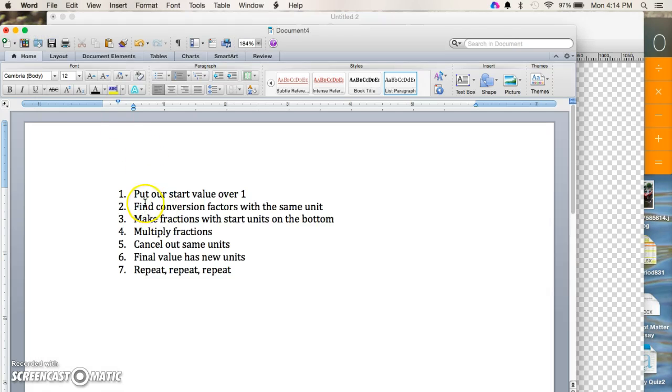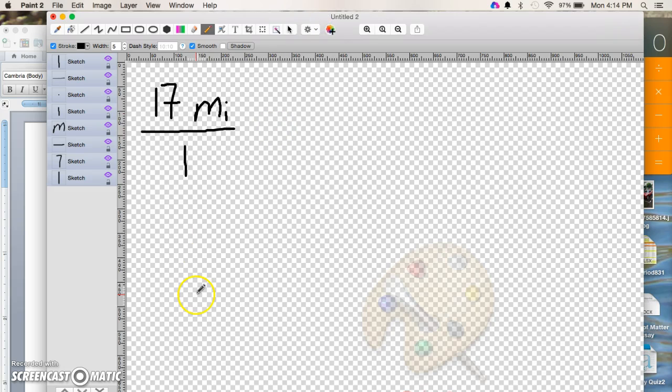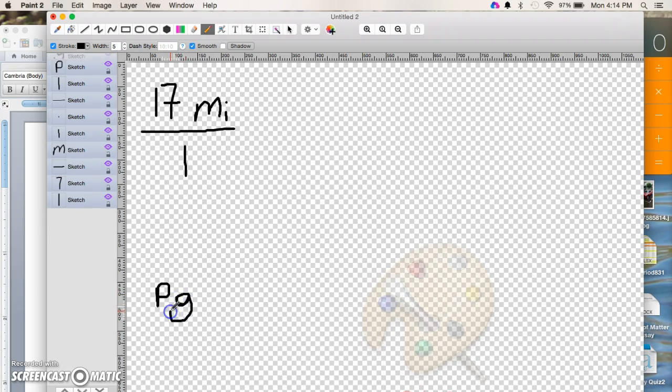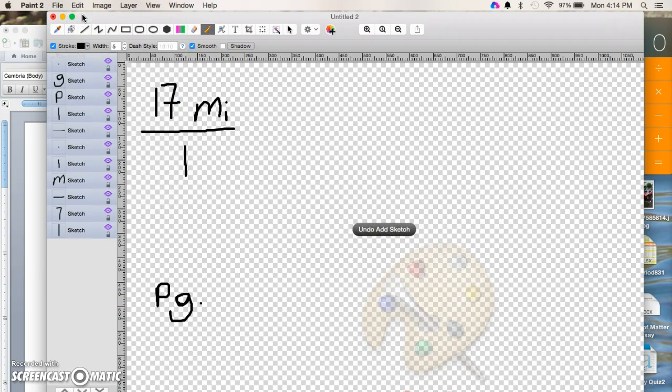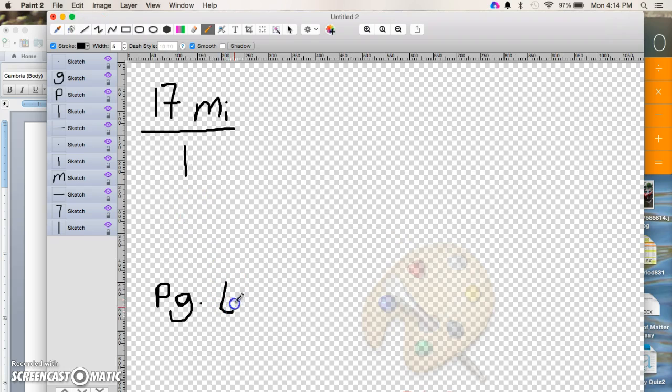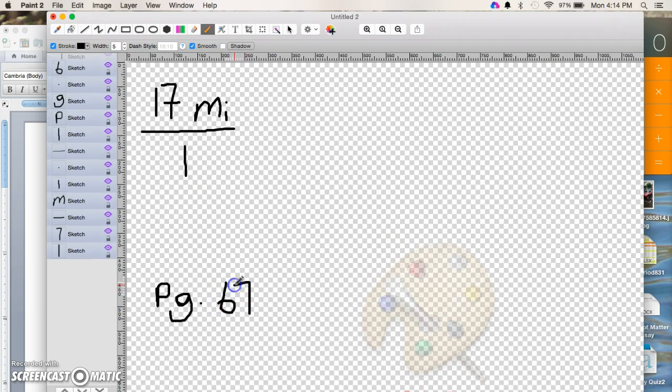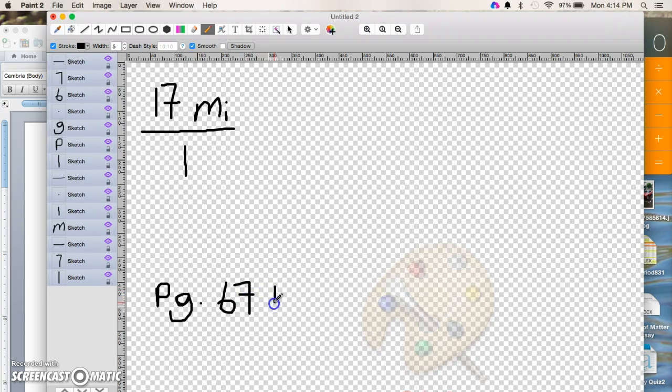The next thing we're going to do is find conversion factors with the same units. If you look on page 674 of your textbook, you're going to find your conversion table there.